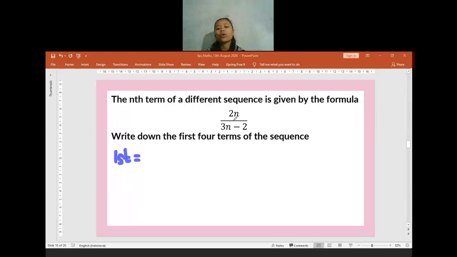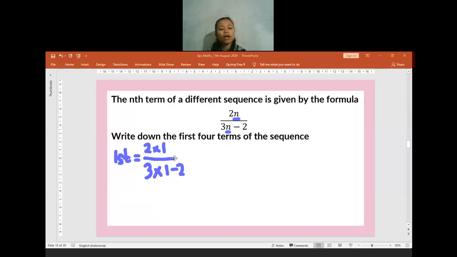So for the first term, we are going to replace the letter n with 1. If you rejoin later, you will have enough time to see all the steps, so it's okay. So for the first term, we have 2n. It means 2 times n, but because this is the first term, it will be 2 times 1 over 3 times 1 minus 2.